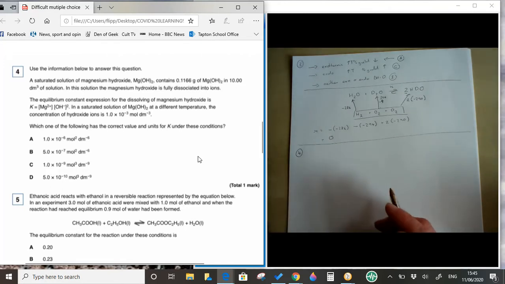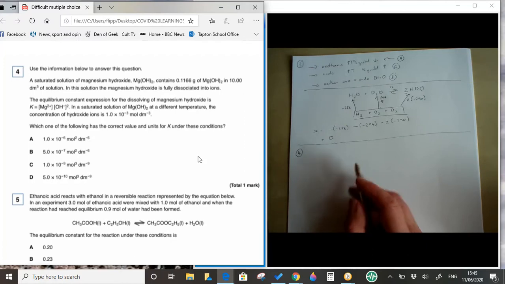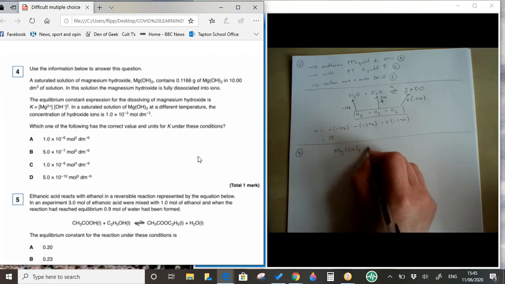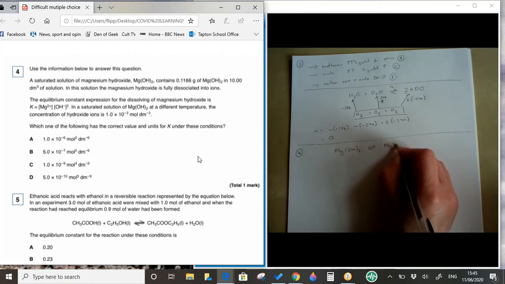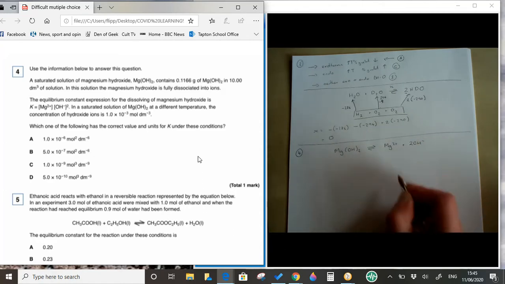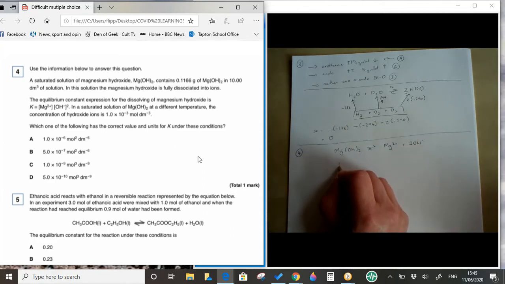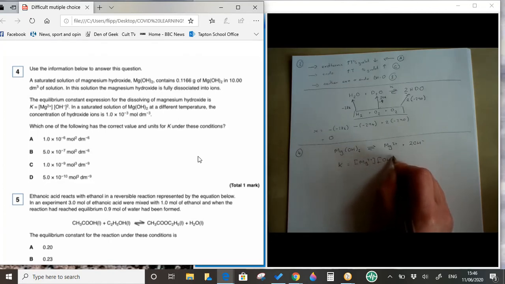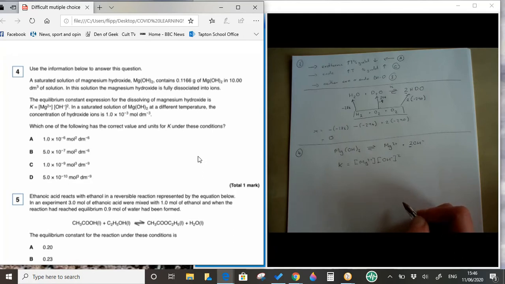Right, so this is a bit of a long one. Let's draw out the information first. My magnesium hydroxide, that's my formula, gives you an equation. It's fully dissociating into ions, so that's going to give me Mg2+ and 2OH-. And it gives me the expression for the equilibrium constant as being the concentration of Mg2+ times the concentration of OH- squared, remember, because we've got this 2 here. Now, it does tell you that it contains 0.1166 grams of magnesium hydroxide, so you could do something with that, but we don't need to. It's a bit of a red herring.